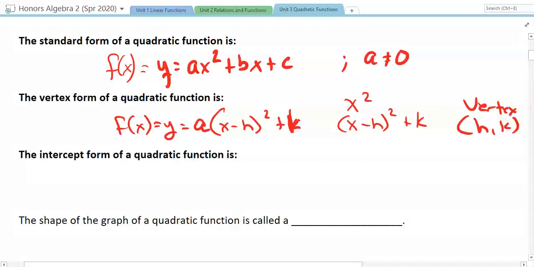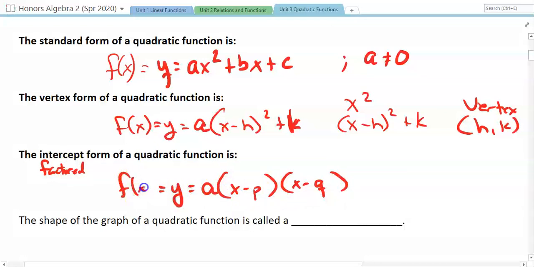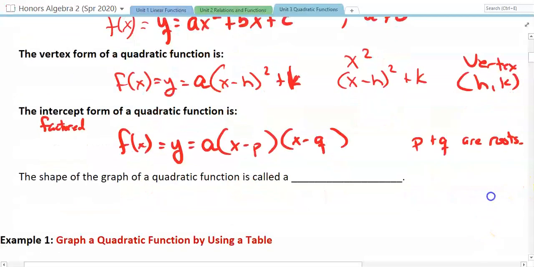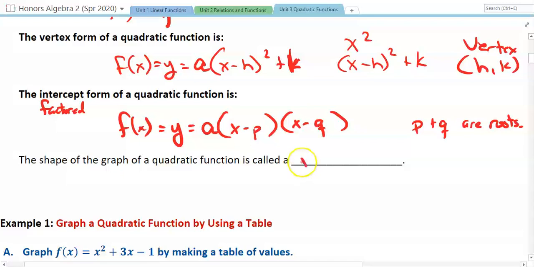The intercept form of a quadratic function. Intercept form is also called factored form. The key is that it is factored into its two pieces, x minus p and x minus q. Again, we'll have an a out front that defines our dilation factor or our reflection across the x-axis. And in this formula, the p and q are the roots. One last thing to remember, the shape of a quadratic is called a parabola.